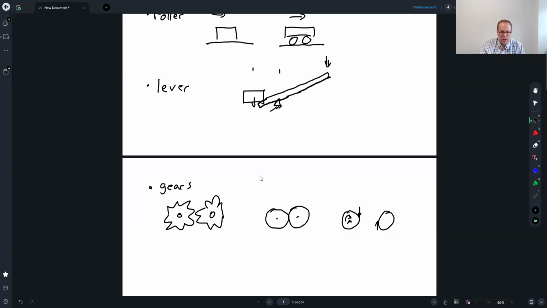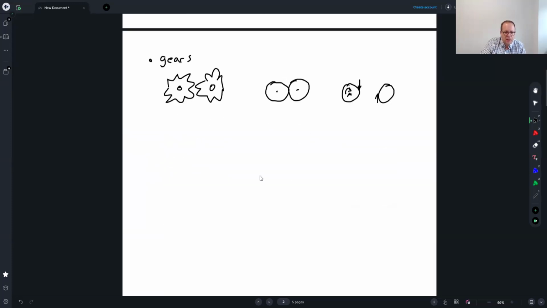We have wedges, not wedgies, but wedges, right? And the idea behind a wedge is similar to an inclined plane, but on the inclined plane, I have the object moving, and with a wedge, the wedge is moving, right?